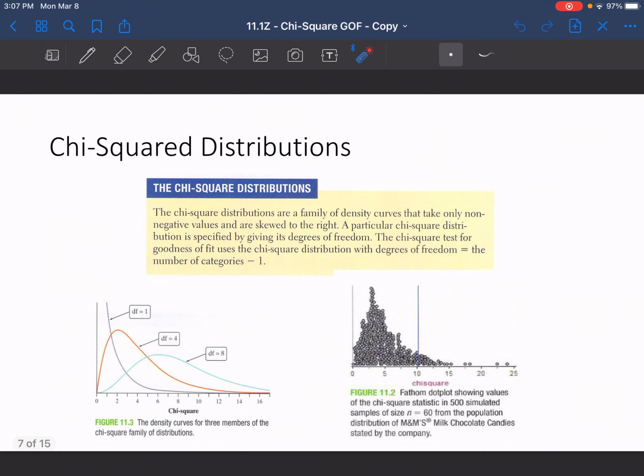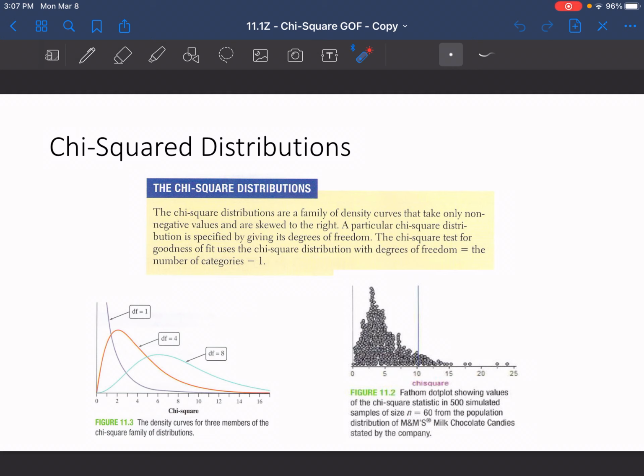in this case. So what do these chi-squared distributions really look like? Well, this is a lot of what they look like. And if you were to look up a chi-squared distribution table, that's essentially what you would get: a lot of these nasty looking curves that all differ based on their degrees of freedom. So the chi-squared distributions are a family of density curves that take only non-negative values and are skewed to the right. A particular chi-squared distribution is specified by giving its degrees of freedom.